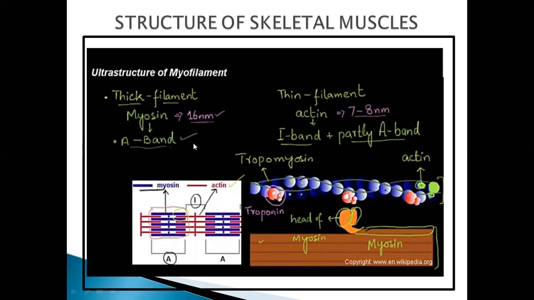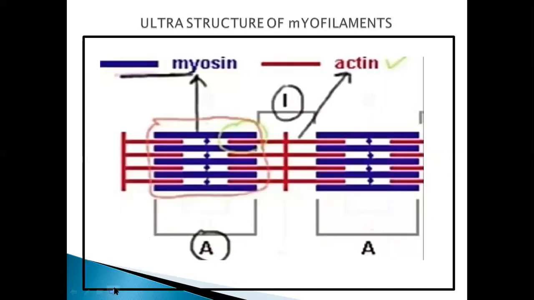Now see the structure of the myofilament with this diagram. Yesterday I told you about the parts of the myofilaments, the H zone and the I line. This is the dark band, the blue bands, and these are the light bands. The I bands are these light bands in the center, and these are the dark bands, the A bands. Here is one dark line present in the middle of the I band. It is known as the Z line.